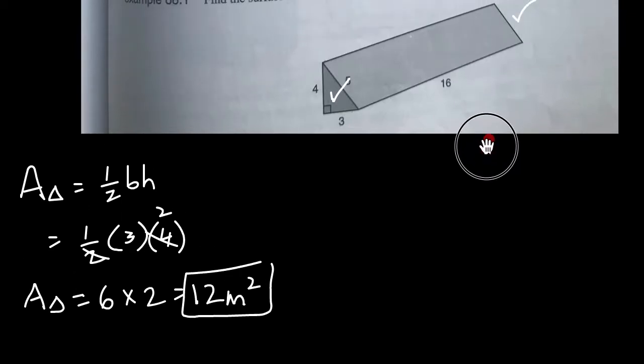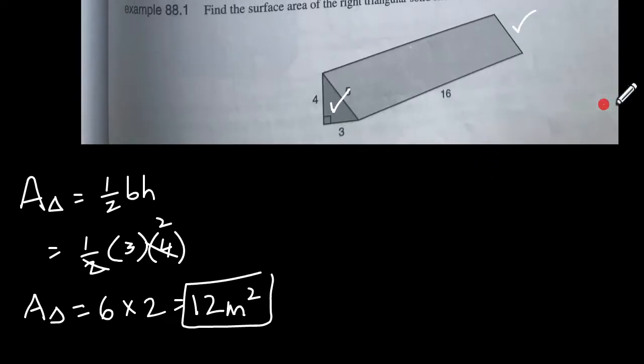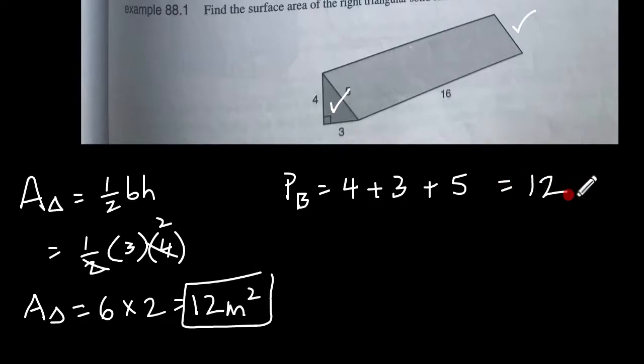So first you're going to find the area of the bases. Then you're going to find the perimeter of the base. So the perimeter of the base, we'll just do perimeter B, is going to be equal to 4 plus 3 plus 5, which is going to equal 12. Then you simply take the perimeter times the height, which is 16.